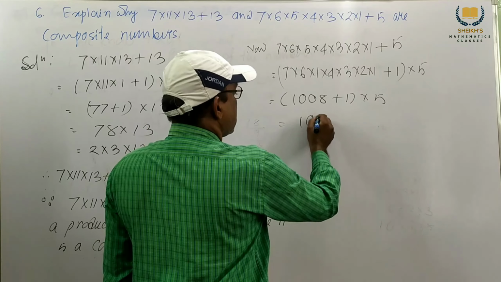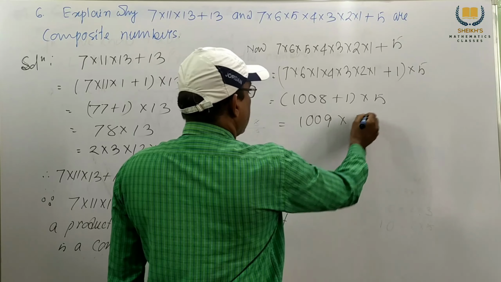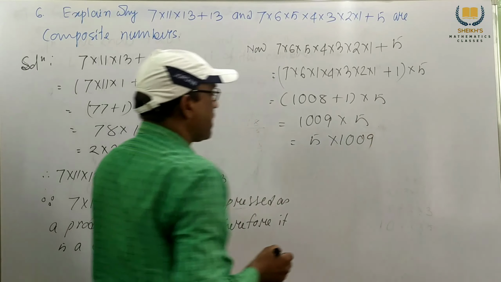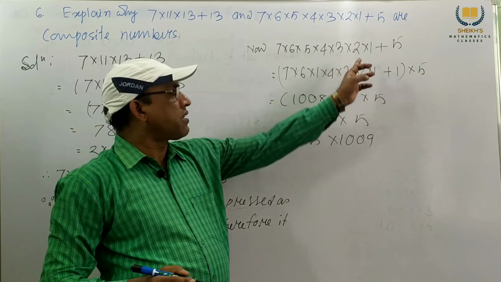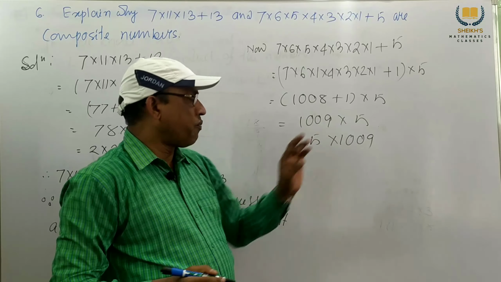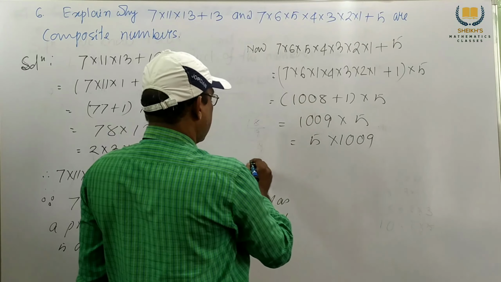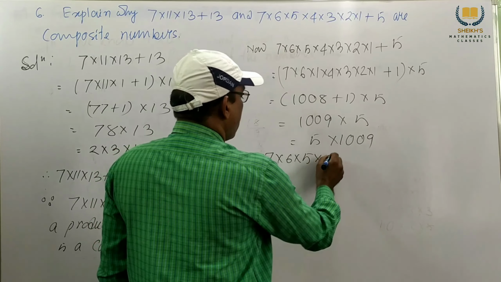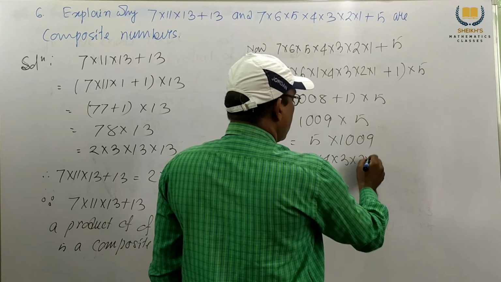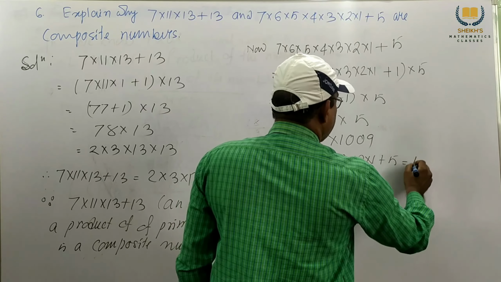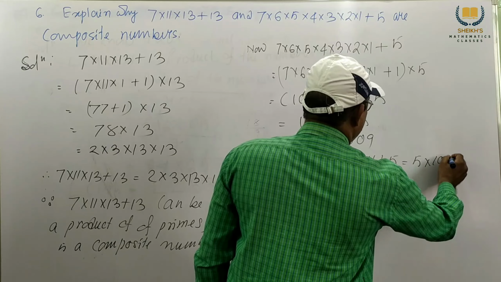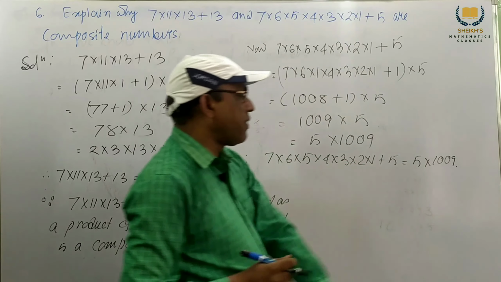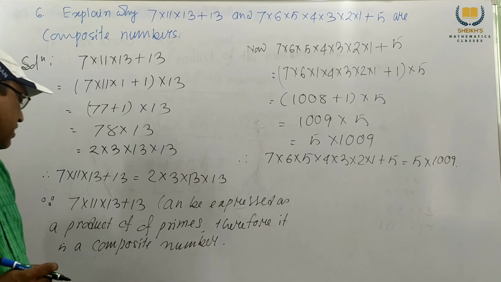This is 1009 into 5. So this expression we can express as a product of 2 primes. Therefore 7 into 6 into 5 into 4 into 3 into 2 into 1 plus 5 can be expressed as 5 into 1009. So this is a product of prime numbers, therefore this is a composite number.